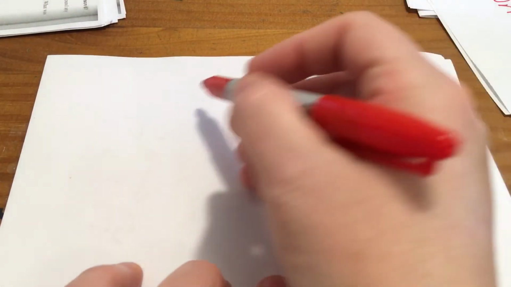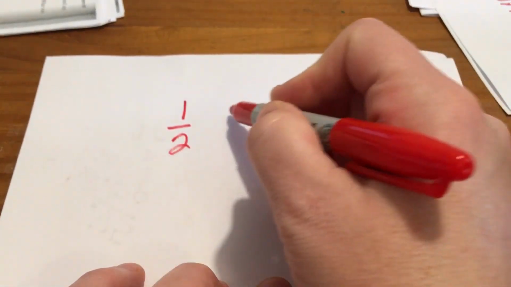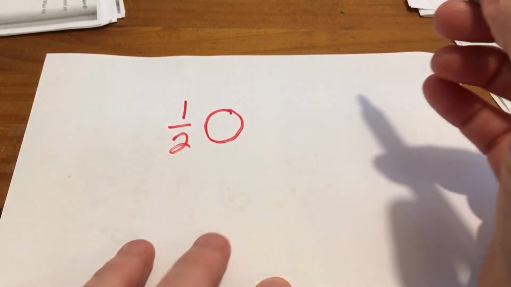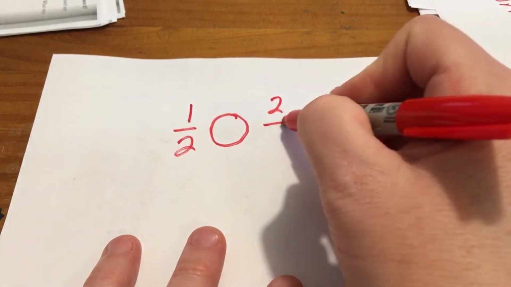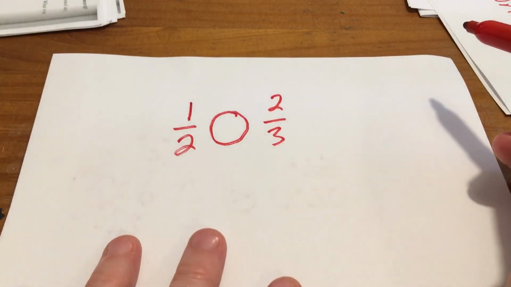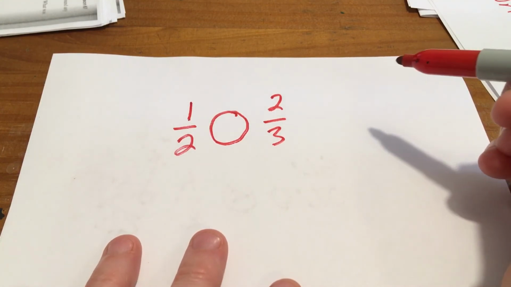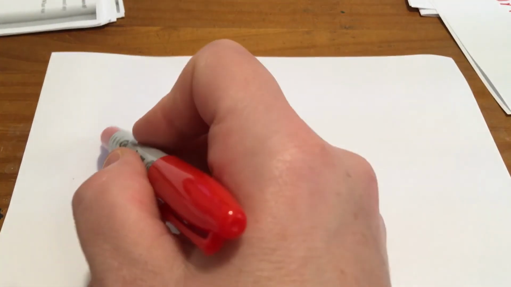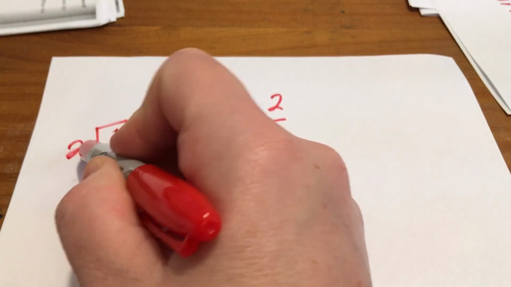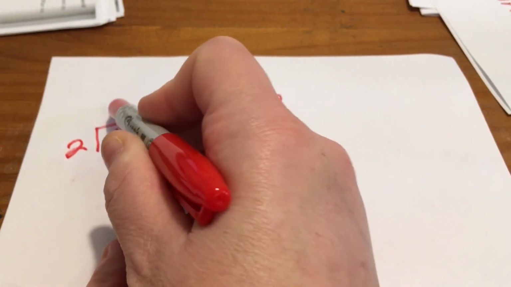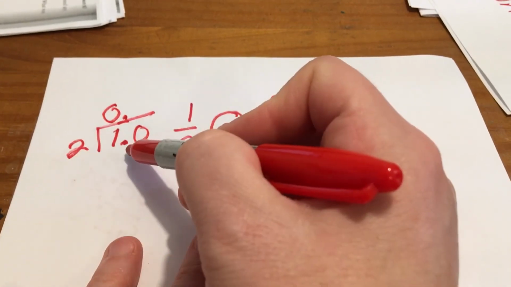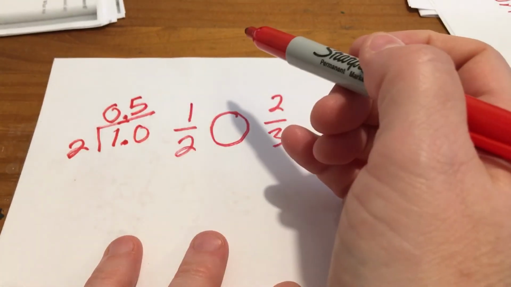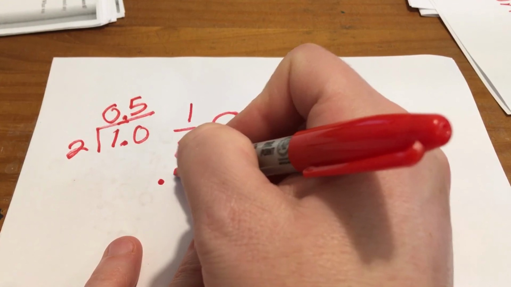Let's do one more. 1/2. Is it greater than, less than, or equal to 2/3? Well, we cannot compare them as fractions. We have to change them to decimals. 1 divided by 2. Can 2 go into 1? Nope. 0 times. Add your decimals. Add a 0. Can 2 go into 10? Yep. Evenly 5 times. So this is 0.5.